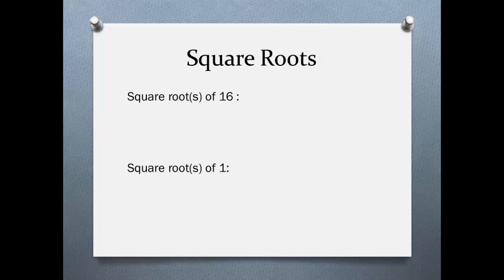Let's take a look at some examples. Suppose you want to find the square roots of 16. That means that you're trying to find any number that when you square it gives you 16. There are actually two numbers that you can square to get 16. You can square 4 and get 16, so one square root is 4. You can also square negative 4. So 16 actually has two square roots, 4 and negative 4.